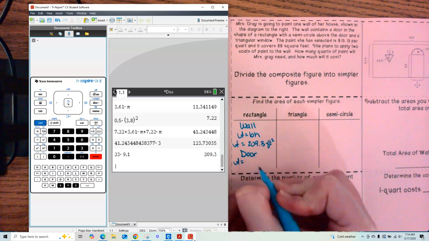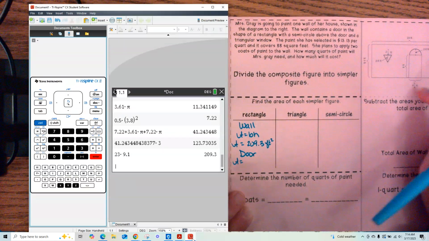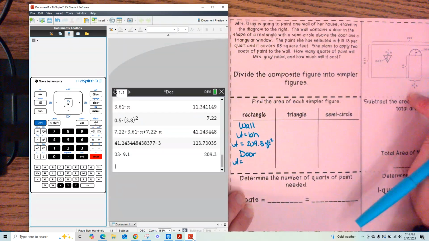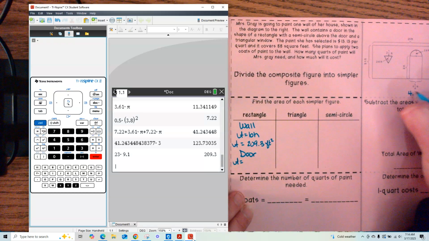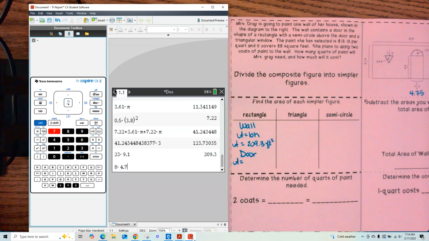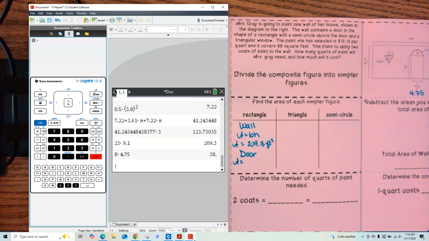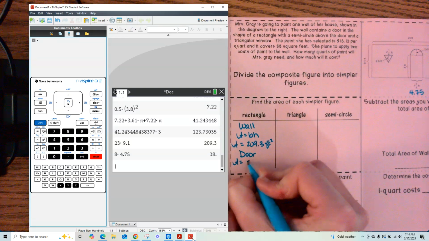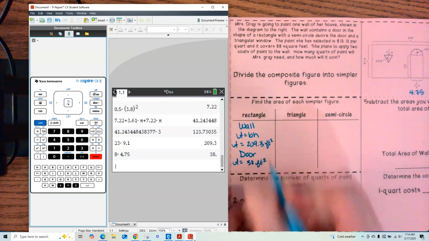Area is going to equal 8 times 4 3/4. Okay, 4 3/4 is 4.75. That's why you need to know your decimals to fractions, or you have to walk around Texas because you cannot type that in your calculator. And so that one is 38 feet squared.